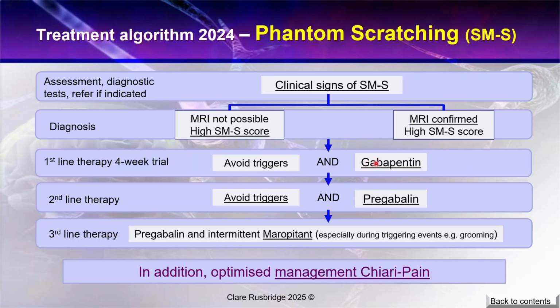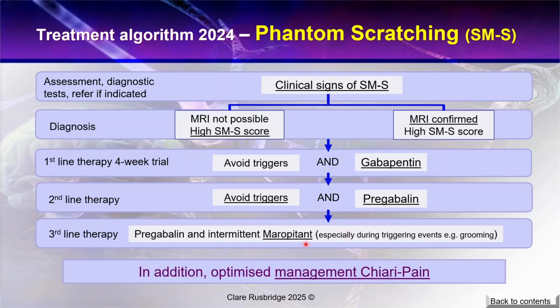So because this is damage to the dorsal horn, and gabapentin reduces that excitatory neurotransmitter which has been disrupted by that damage to the dorsal horn, we start off with gabapentin and again shift to pregabalin as our second line therapy. Unfortunately, there's not an awful lot after that.